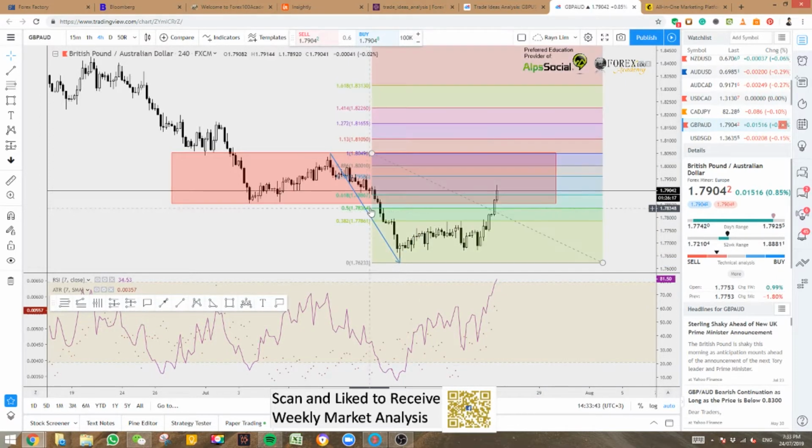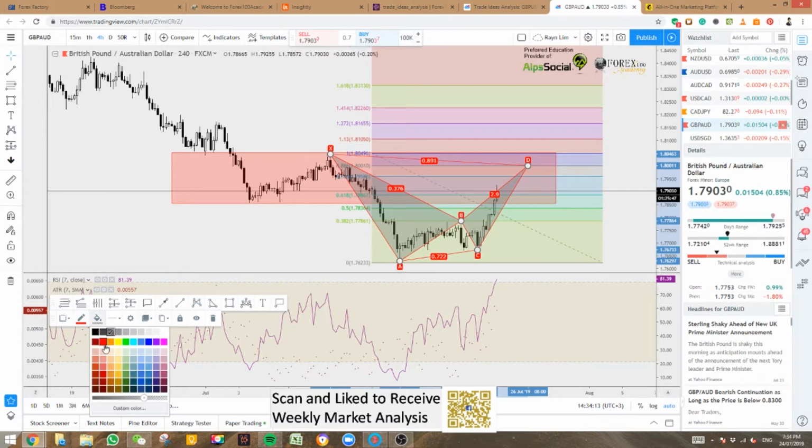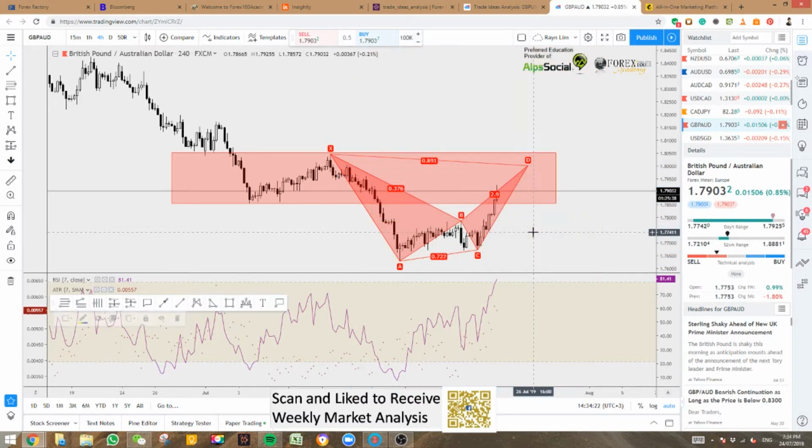Oops. Is this a bat for you? X, A, B, C, the price completion at 1.8, an even better price action level. Okay, looking for a selling opportunity over here, about 100 pips away.